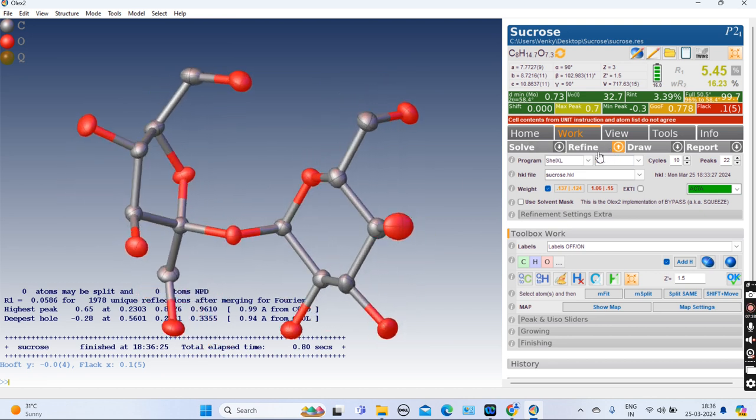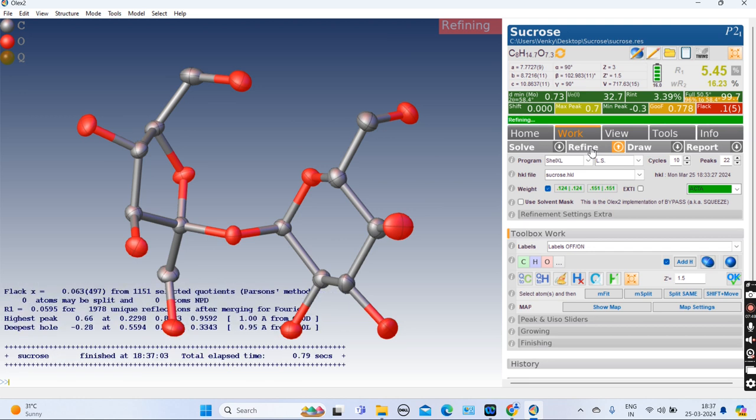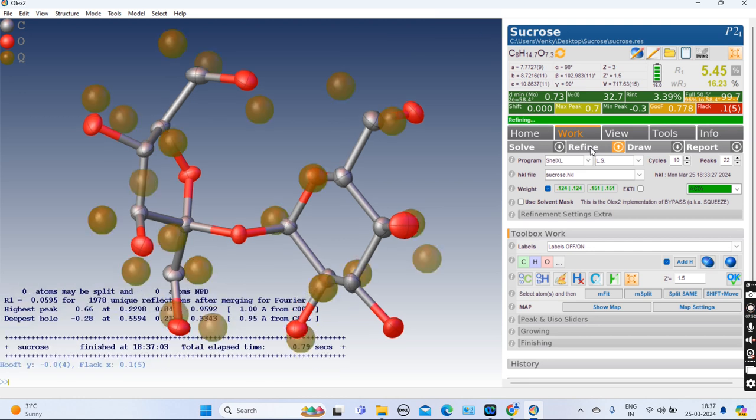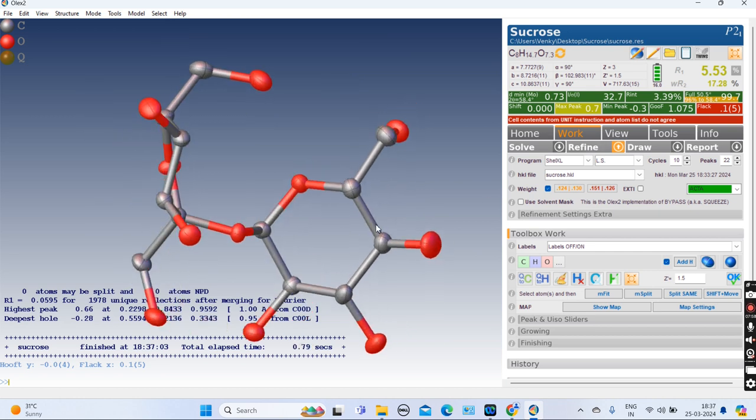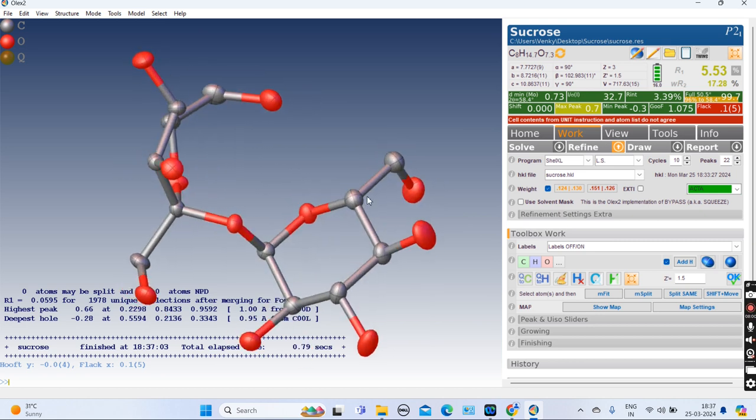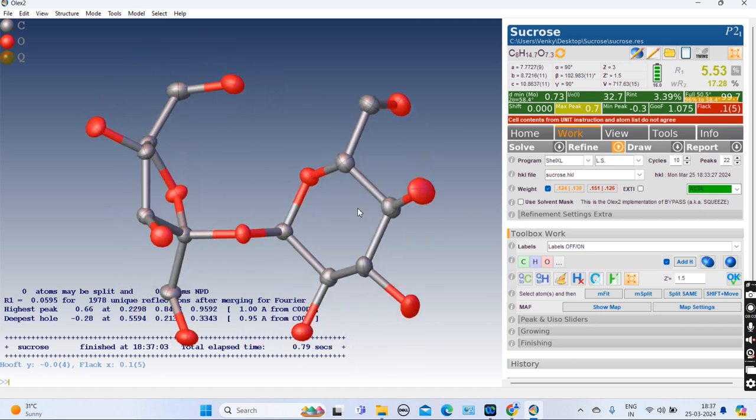Next, here all of these should be green, the d min, I by sigma, everything. If it is not green, you should take care, so you have to do one more cycle of refinement. So we have done this. Then remove all Q peaks. Next, we have done all non-hydrogen atoms are located.